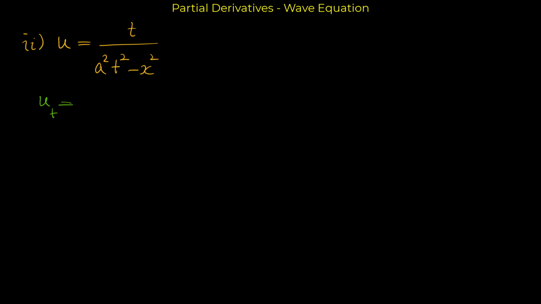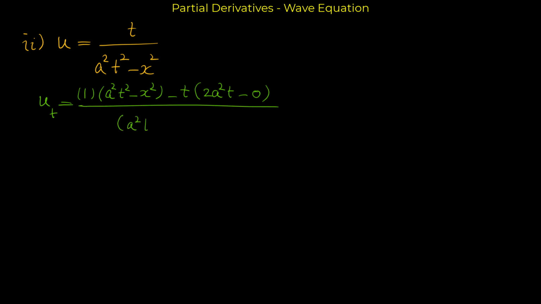Derivative of this function with respect to t is 1 times (a²t² minus x²), minus, we put the t in the top, derivative of the bottom with respect to t. What is the derivative of this expression with respect to t? It would be 2a²t. Derivative of t² is 2t, and derivative of negative x² is just 0. So minus 0. This is the quotient rule, if you remember from derivative rules, all over (a²t² minus x²) to the 2.